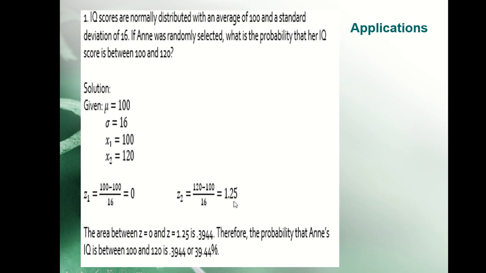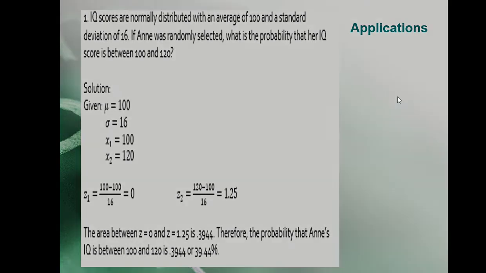Is this now the correct answer? Siyempre, hindi pa. Kasi ang tanong dito is probability. Kaya dapat ang sagot natin ay probability din. So, paano natin makikita yung probability? By using the table of values for z. Look at row 1.2, column 0.05, and you will see 0.3944, and that is actually the probability that Anne's IQ is between 100 and 120.